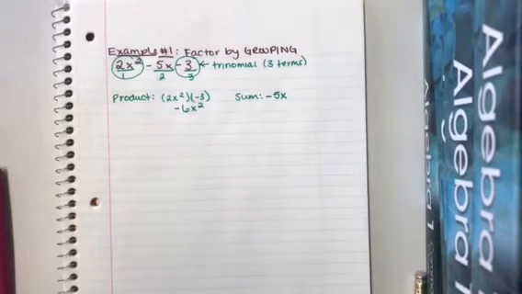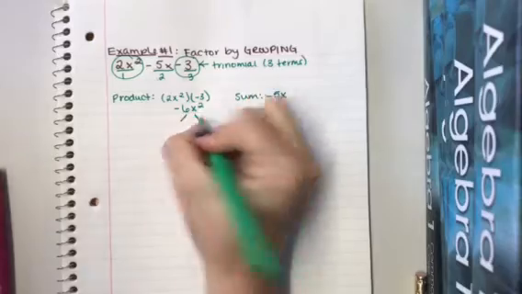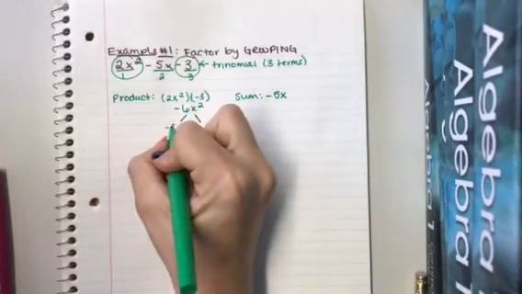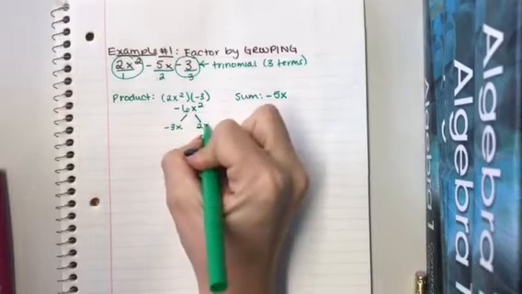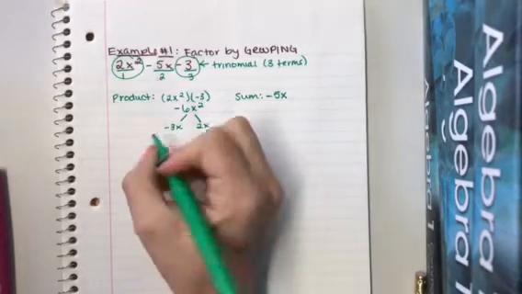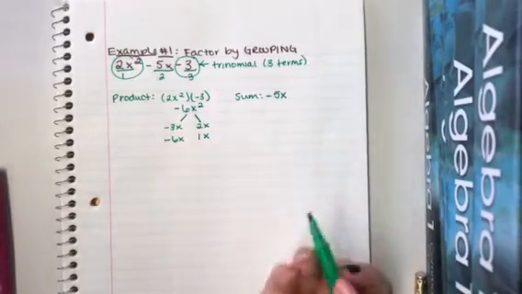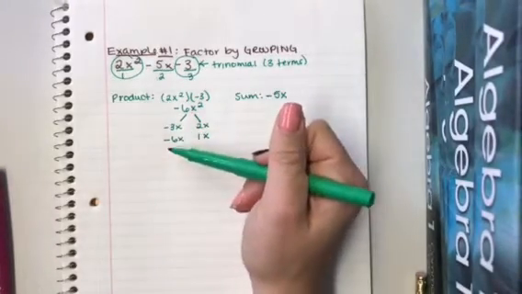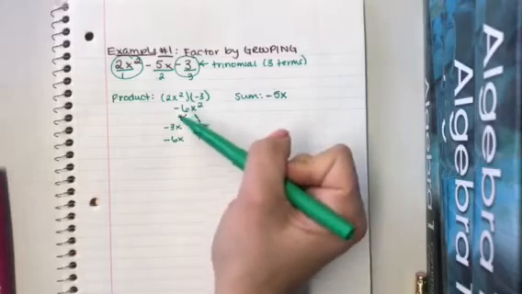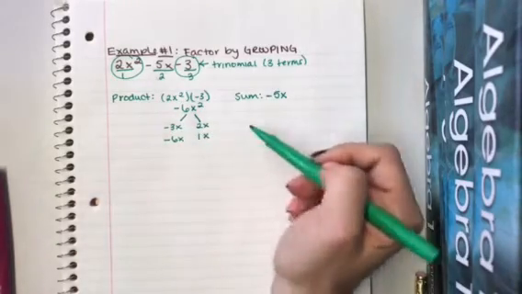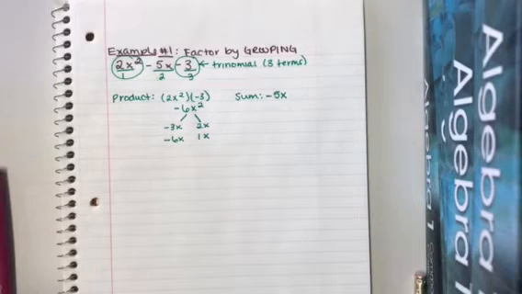So now I need to think to myself, what types of numbers are going to multiply to get negative 6x squared? I could do negative 3x and 2x. I could do negative 6x and 1x. And I need one term to be negative because I need to end up with a negative product, right? So they can't both be negative or both be positive because I won't get that then.